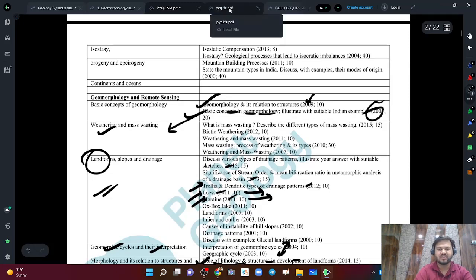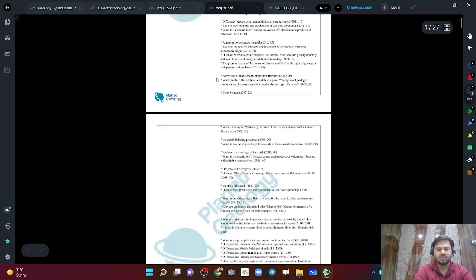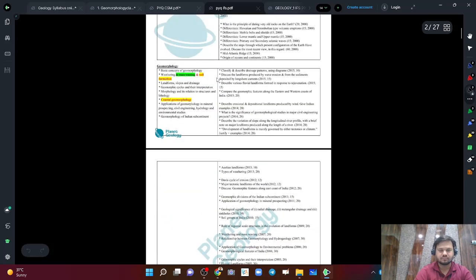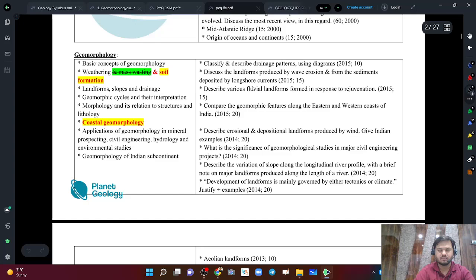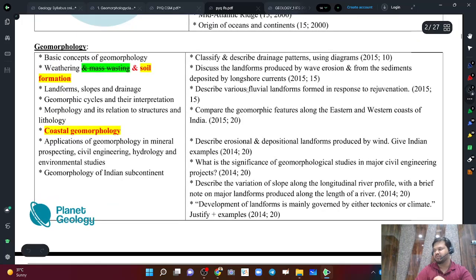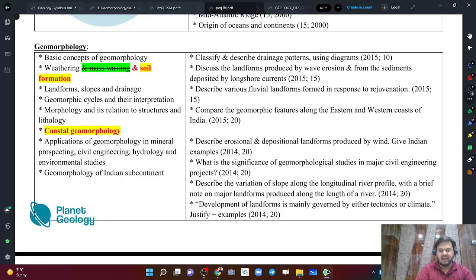So this was civil services and this is forest services. So in the forest service exam, see, this is the type of question they will ask, right? Discuss landforms produced by wave erosion. So basically, they are asking about coastal landforms, right? Landforms created by waves or tides, right? Something like that. Then they will ask various fluvial landforms, right? Something like this they are asking.